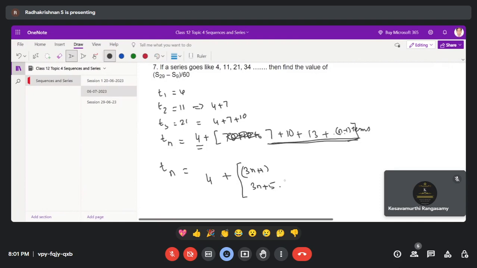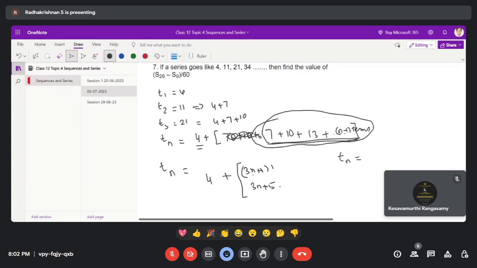No. See here for this Tn itself, okay. Tn is the first term is 3n plus 1, second term is 3n plus 2, etc. But now this is not what I'm asking, it is not Tn. I'm asking sum, right? Tn is 3n plus 1. That is correct for this series.